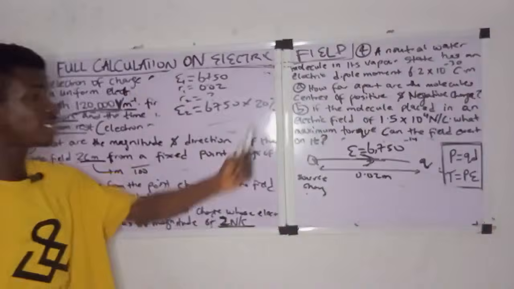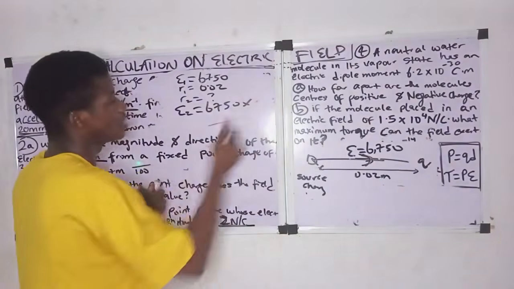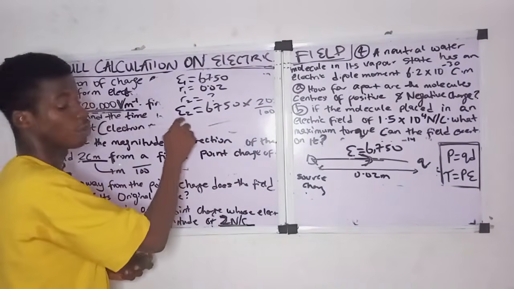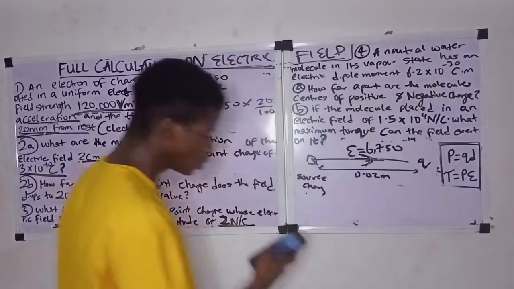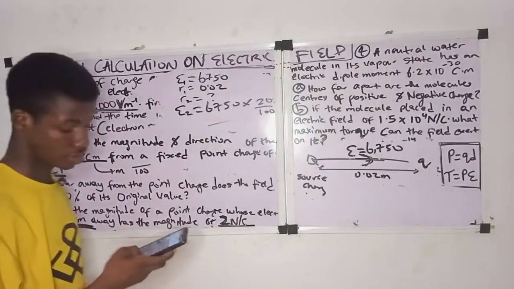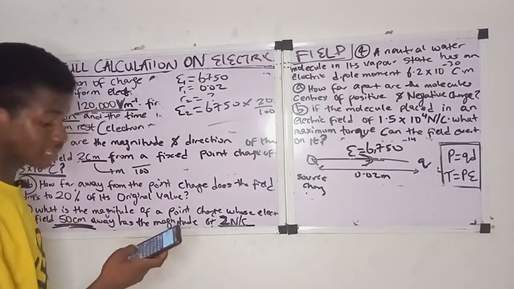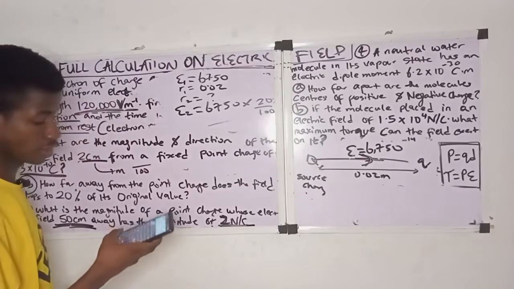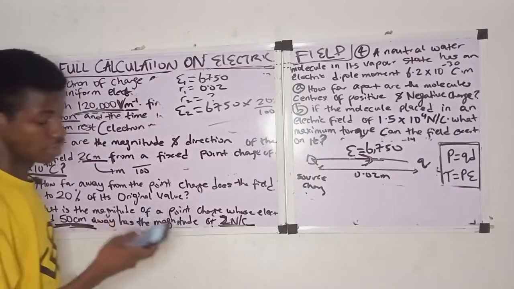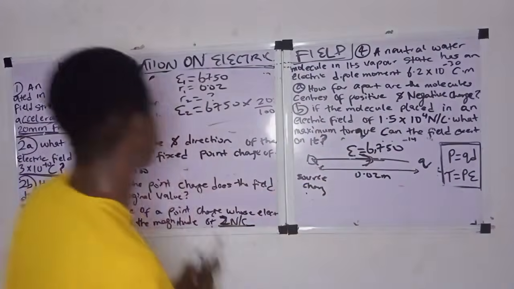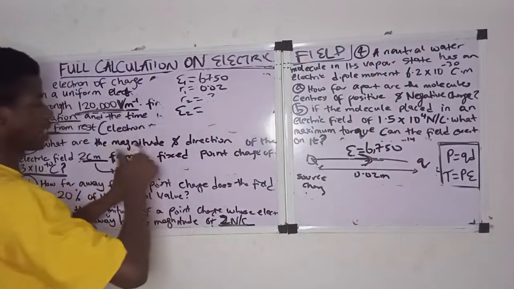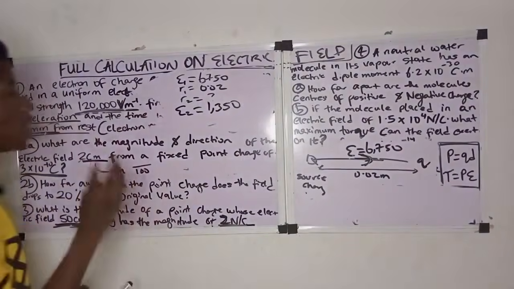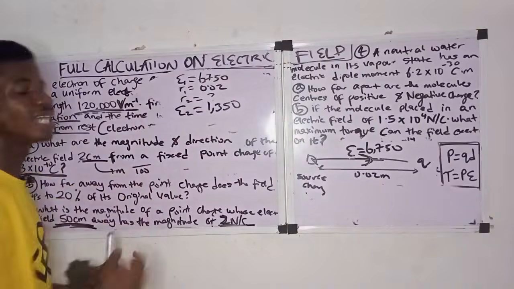Now this 20% is still 20 divided by 100, right? So if we multiply this, we will have the value of E2. Let's do it. 6,750 times 20, then divide by 100. So E2 is 1,350. So we know our E1, we know our R1, we know E2. Then we are looking for R2. It's very easy.